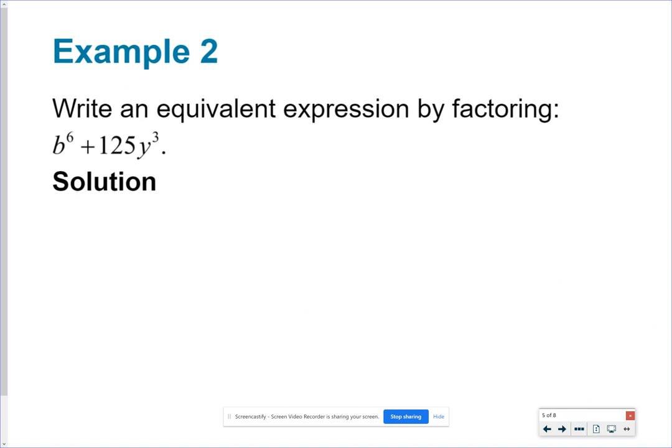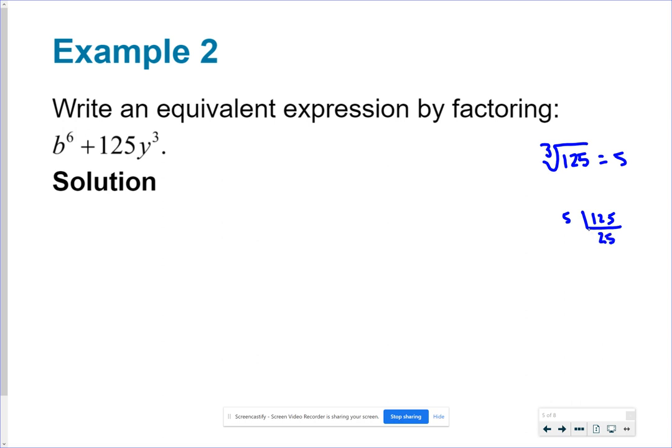Next example. Write an equivalent expression by factoring b to the 6th plus 125y to the 3rd. So what I need to look at is, are those cubes? I'm going to take the 125, and I can either grab my calculator and do the cube root of 125, find out that it's 5, or I can do division this way. 25, it's divisible by 5.